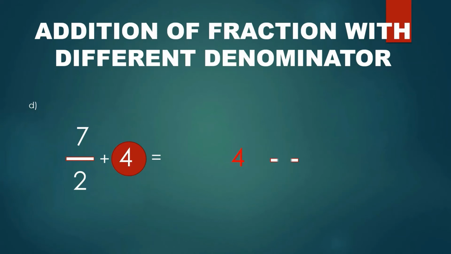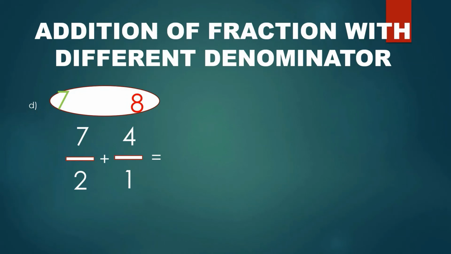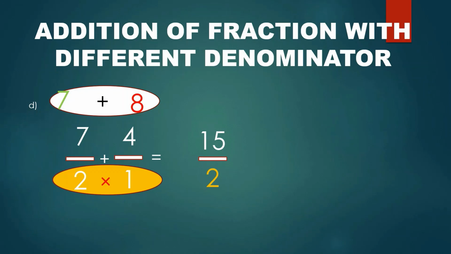4 is equals to 4 over 1. 7 multiply 1 equals 7. 2 multiply 4 equals 8. 7 plus 8 equals 15. 2 multiply 1 equals 2. Final answer is 7 and 1 over 2.